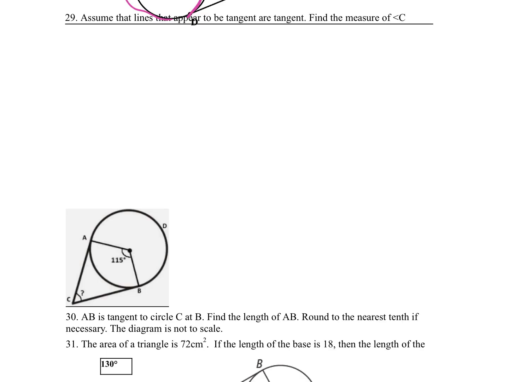All right, sorry about the gap. This one is another like what we just did. It's a tangent-tangent angle, but there's a little more to it. This is a central angle, so it means this is the same. And then this plus the question mark equal 180. So 180 minus 115 is 65 degrees. That's arc AB. That's the measure of angle C.